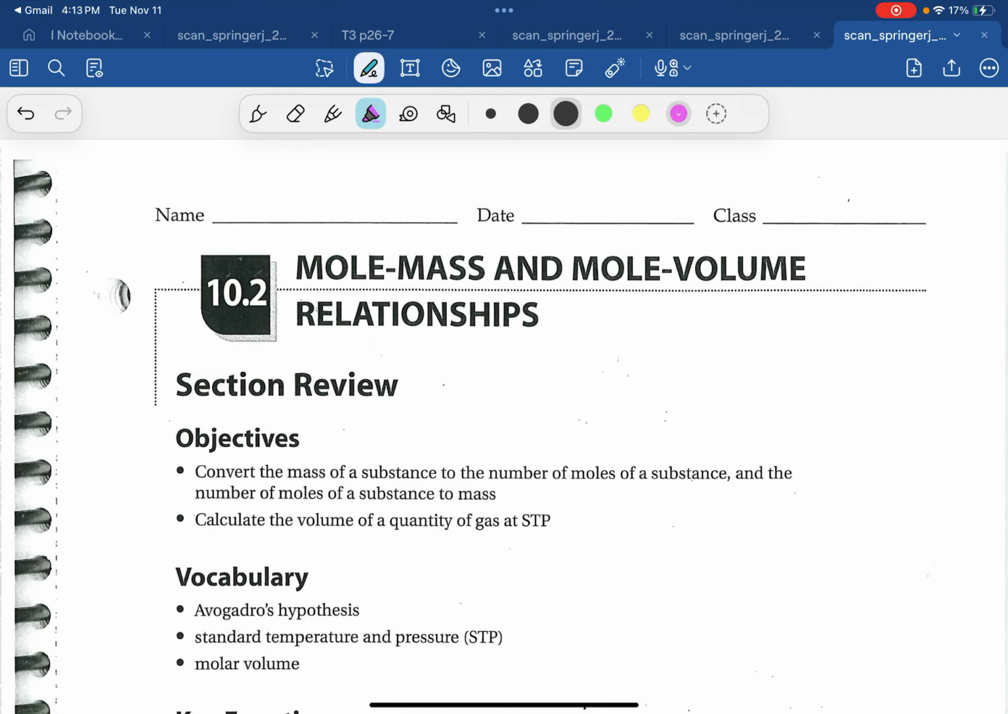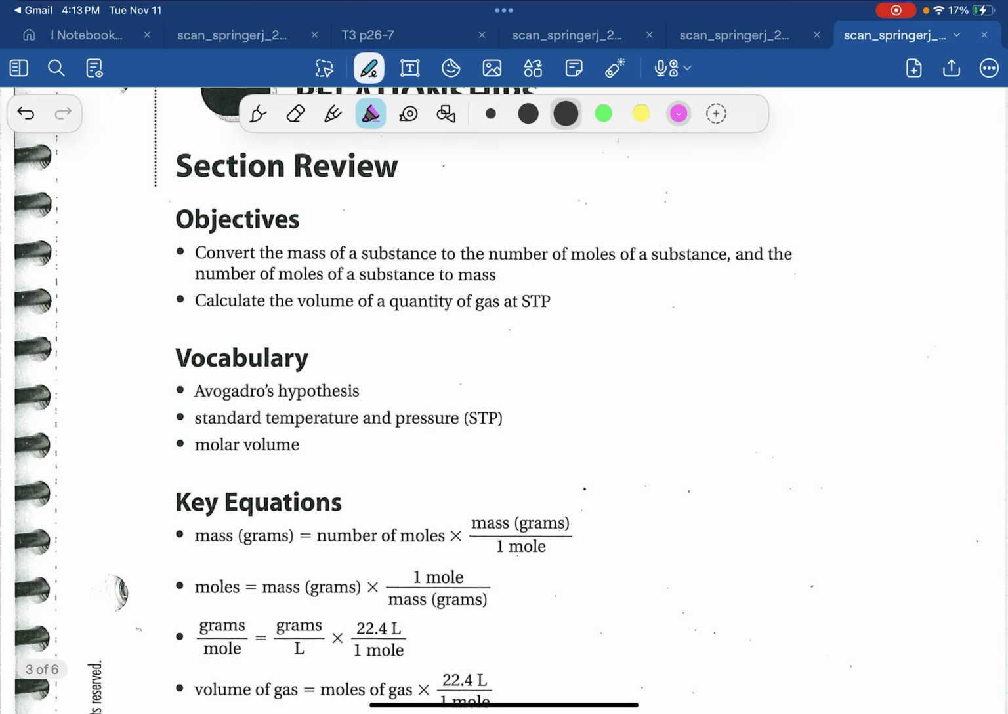Welcome back. This is video 10.2, mole mass and mole volume relationships. We're converting the mass of a substance to the number of moles of a substance and the number of moles of a substance to mass. We're also calculating the volume of a quantity of gas at STP. We've been doing these things.